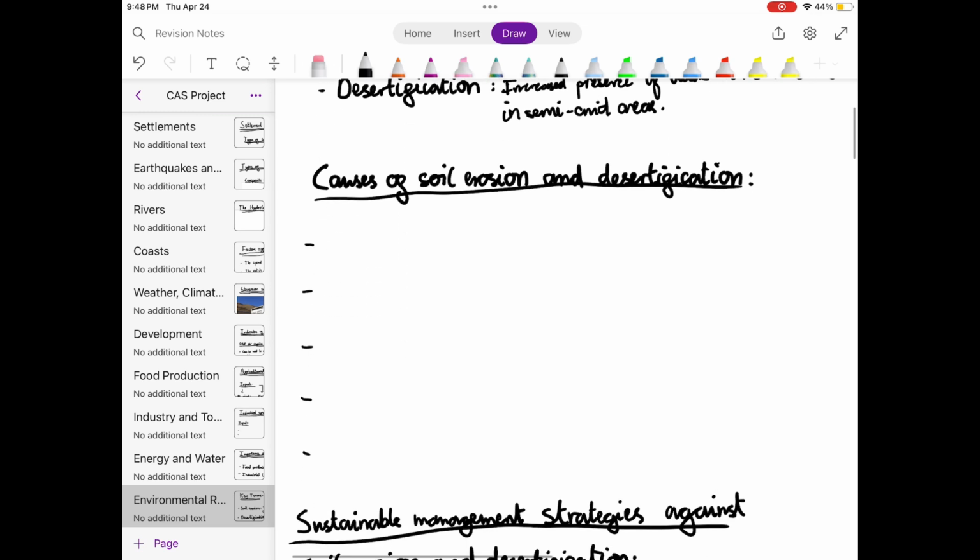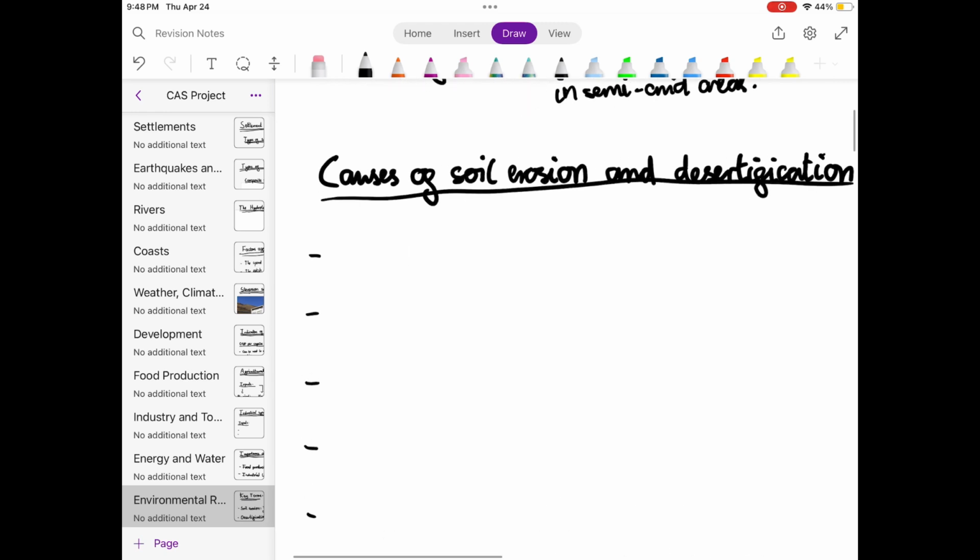Now we're going to be looking at the causes of soil erosion and desertification. So some causes include deforestation, and this is because removing trees might reduce interception, and therefore the soil is exposed to more rainfall and wind conditions, so the soil will be able to erode faster and the wind will be able to blow the soil, which makes the soil more bare.